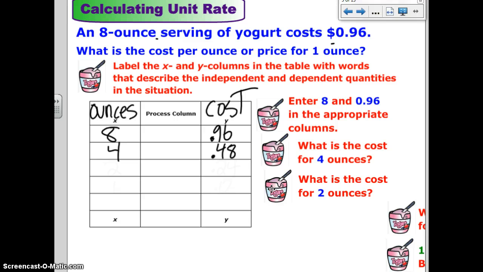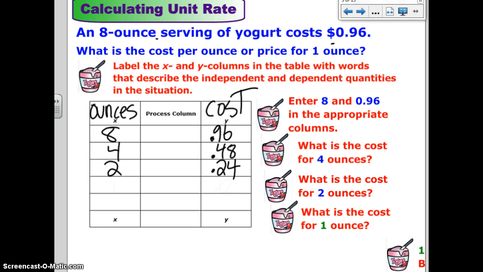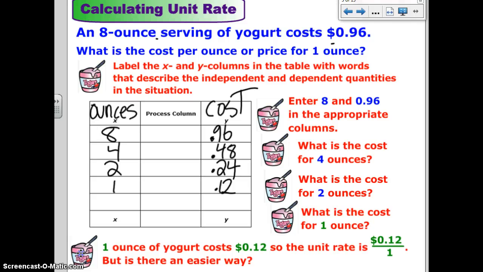If I want to calculate the cost of 2 ounces, 2 goes in the x column, and we calculate it to be 24 cents. If I need the cost of just 1 ounce, I can calculate that to be 12 cents. 1 ounce of yogurt costs 12 cents, so the unit rate is 12 cents divided by 1.